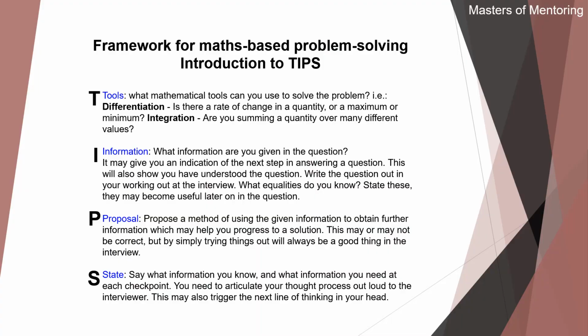Today I'll show you how to think like an Oxbridge academic. I'll be going through an Oxbridge question and using the TIPS technique to consider how to answer the question. The question I have today is: sketch y equals e to the 1 over x.